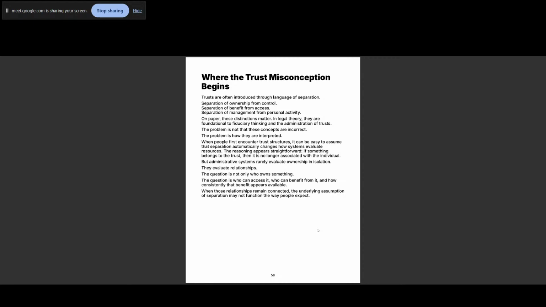When people first encounter trust structures, it can be easy to assume that separation automatically changes how systems evaluate resources. The reasoning appears straightforward. If something belongs to a trust, then it is no longer associated with the individual. But administrative systems rarely evaluate ownership in isolation. They evaluate relationships. The question is not only who owns something, the question is who can access it, who can benefit from it, and how consistently that benefit appears available. When those relationships remain connected, the underlying assumption of separation may not function the way people expect.